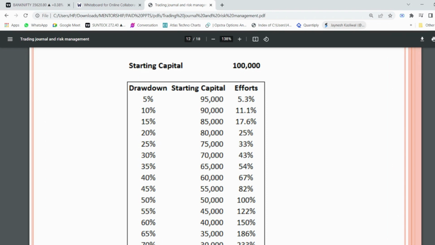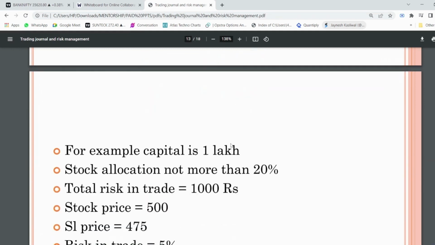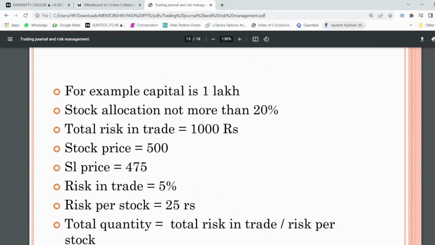So keeping stop losses in the system is really important if you want to stay in the trend for a very long period of time, or if you want to make money in the markets. The thought of not keeping a stop loss will only make your capital wipe out over a period of time. Right, now we will understand what is position sizing.